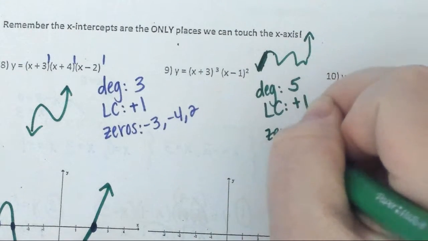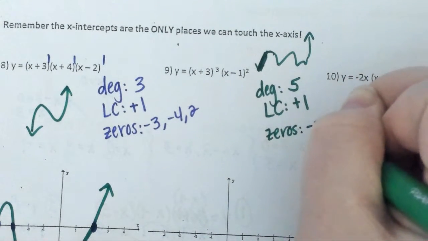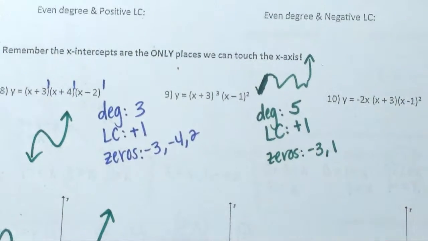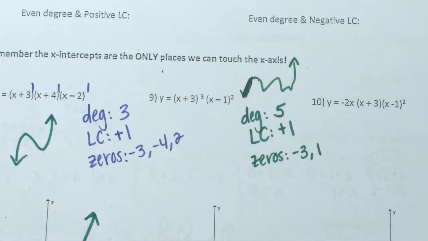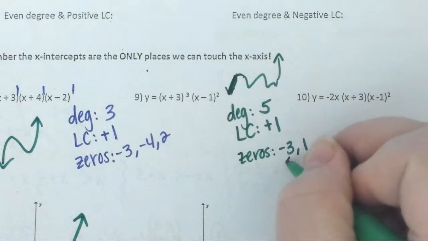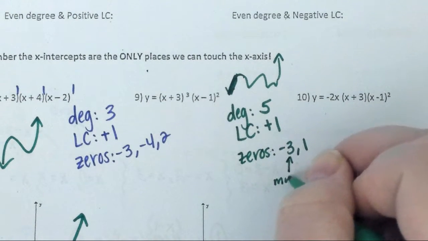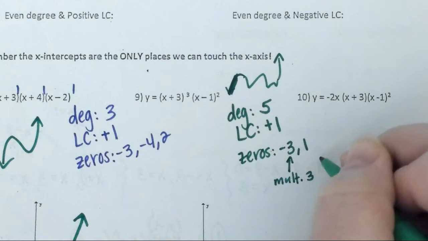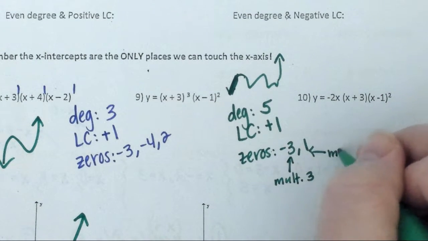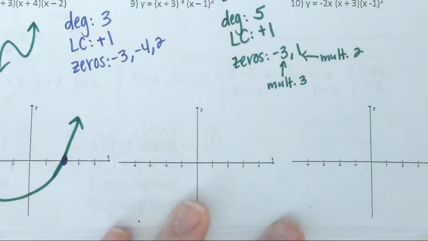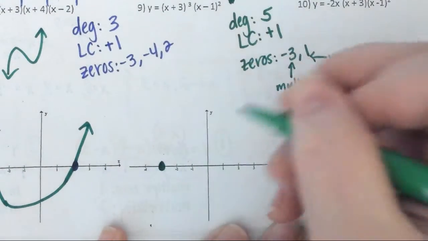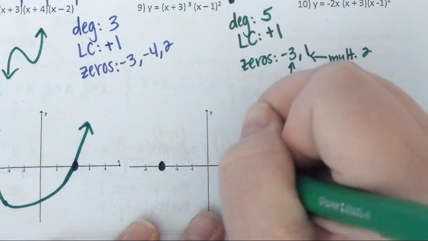Okay, tell me about my zeros. And then tell me something else I need to list that I didn't have to list last problem. Okay, tell me about the multiplicity. Okay, you can have your point. Okay, so yes, I'm going to cross at -3. Yes, I'm going to cross at 1.